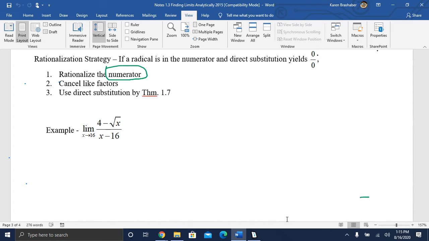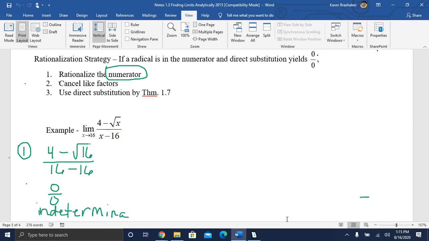So again, as we talked about in our previous example, we always want to start with direct substitution. So your first approach, we want to plug in 16, and so 4 minus the square root of 16, and then in your denominator, 16 minus 16. Well, we get 4 minus 4, that's 0. We get 0 in the denominator. We have that indeterminate form again, which means the direct substitution fails. We have to try something else.